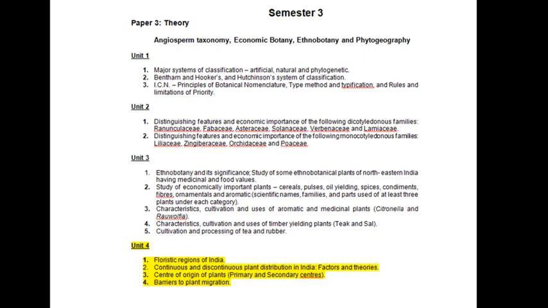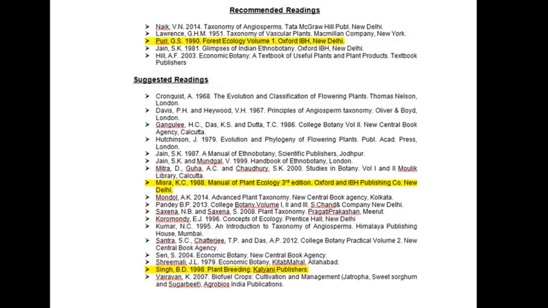Right now, as far as the recommended readings or books are concerned, we have a problem with this unit: like all other units, books are not available for this phytogeography portion. There is no dedicated or specialized book written only for phytogeography. I have been trying actually for almost a decade to get a book only on phytogeography, but I was not able to get any.